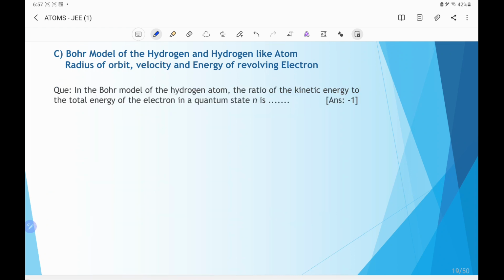Next question is, in the Bohr model of the hydrogen atom, the ratio of the kinetic energy to total energy of the electron in quantum state n is. We know that kinetic energy Kn in the nth orbit is equal to minus of the total energy in the nth orbit, and potential energy in the nth orbit is equal to twice the total energy. Here we are asked to find the ratio between kinetic energy and total energy. So from equation number 1, we get the ratio of Kn by En is equal to minus 1. So the answer is minus 1.